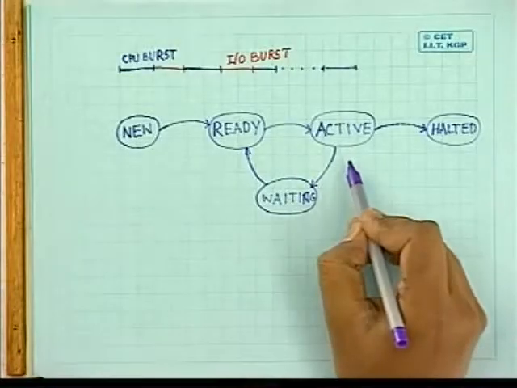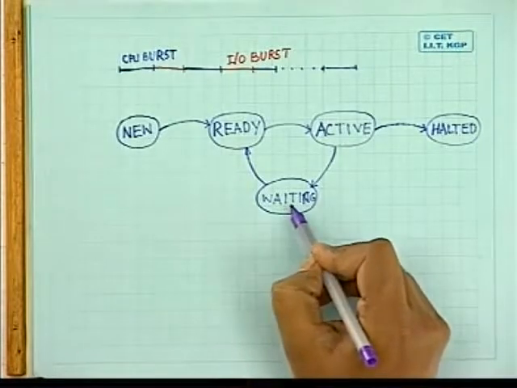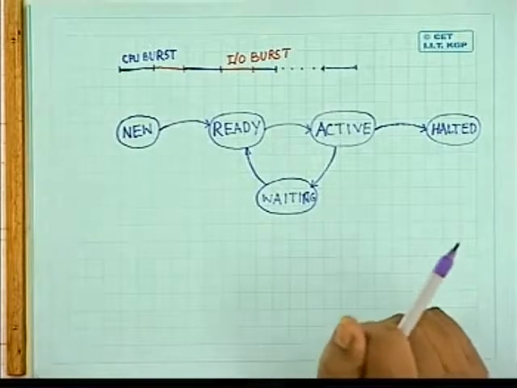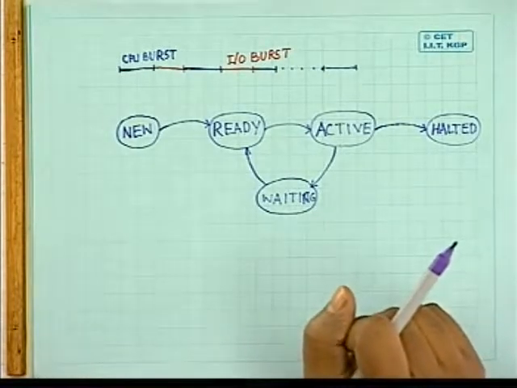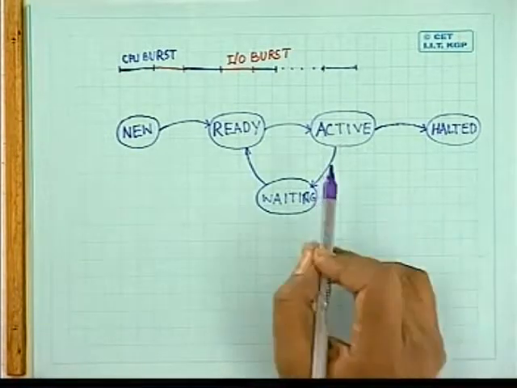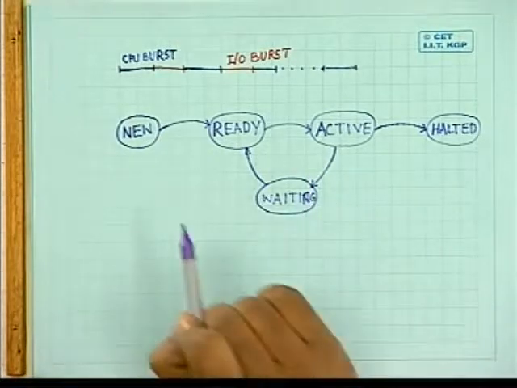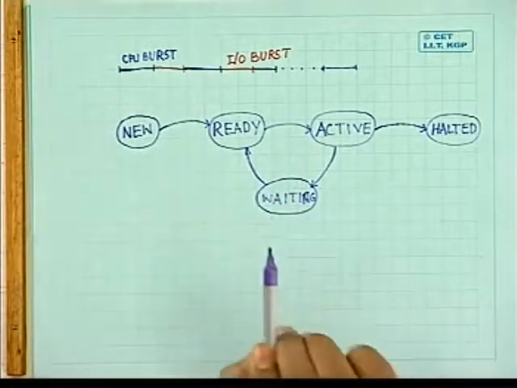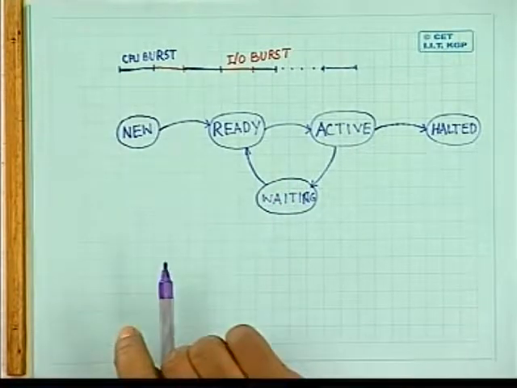We don't know what will happen after execution of the next CPU burst. Maybe the job will be terminated and it will go to the halted state, or maybe after completion of the next CPU burst, it will perform another IO operation and it will go to the waiting state, also called the IO waiting state. That is, it is waiting for some IO operation to be complete. Okay. So the major responsibility of the CPU scheduler is to get a job from the ready queue and give it to the CPU for execution of the next CPU burst.